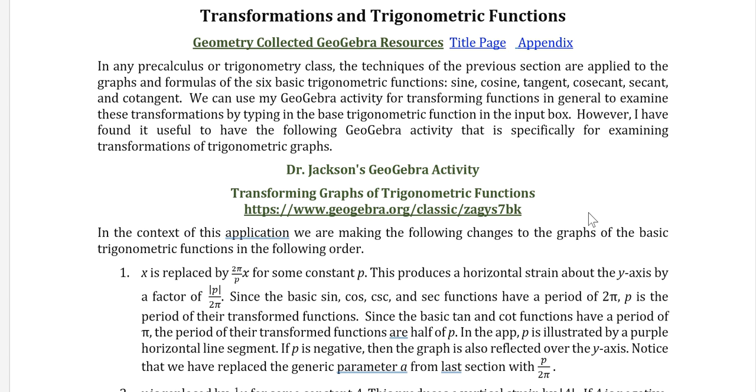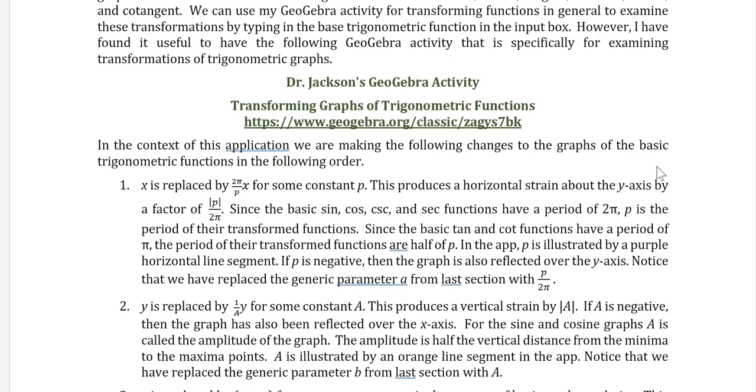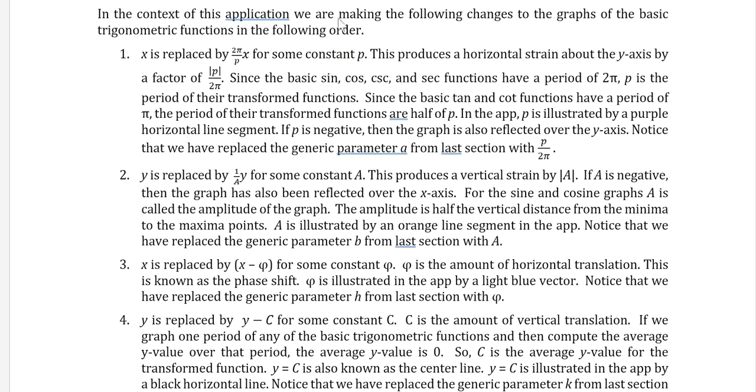We can use my GeoGebra activity that I introduced last time for transforming functions in general to examine these transformations by typing in the basic trigonometric function in the input box. However, I found it useful to have the following GeoGebra activity that is specifically designed for examining transformations in trig graphs. In the context of this application, we are making the following changes to some of the letters that we used last time, and for the parameters. These are the changes that we're making to the basic trig functions, the transformations in the following order.